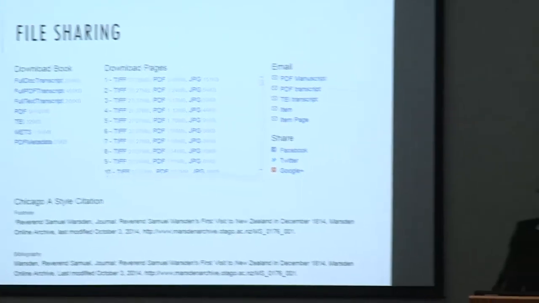When we talked to students, they wanted a citation that they could use in their essays and reports. For the Marsden Online Archive, we have generated a Chicago A-style citation, as this is the style that is used by the history department.